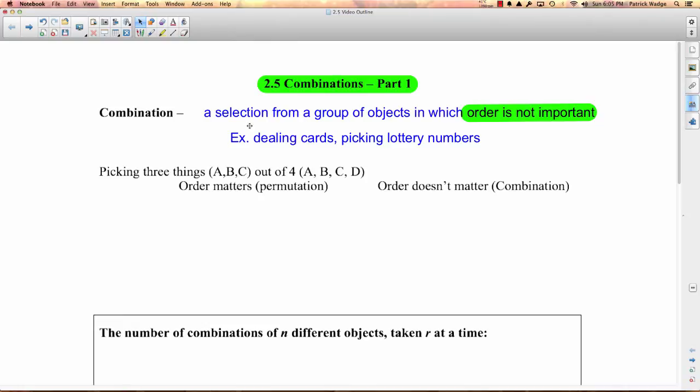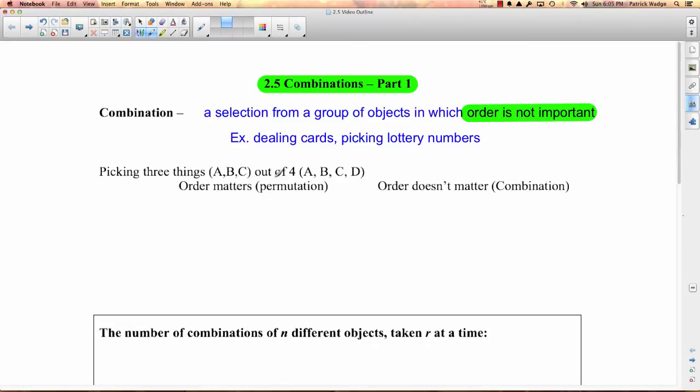And also picking lottery numbers. For my best understanding, I don't play the lottery, but my best understanding is you just pick a bunch of numbers and then the numbers are announced that were picked. You don't have to say, first of all I'm picking 7 and then I'm picking 12. No, you just pick the number 7, the number 12, number 3, the number 18 in any order you want. Order doesn't matter.